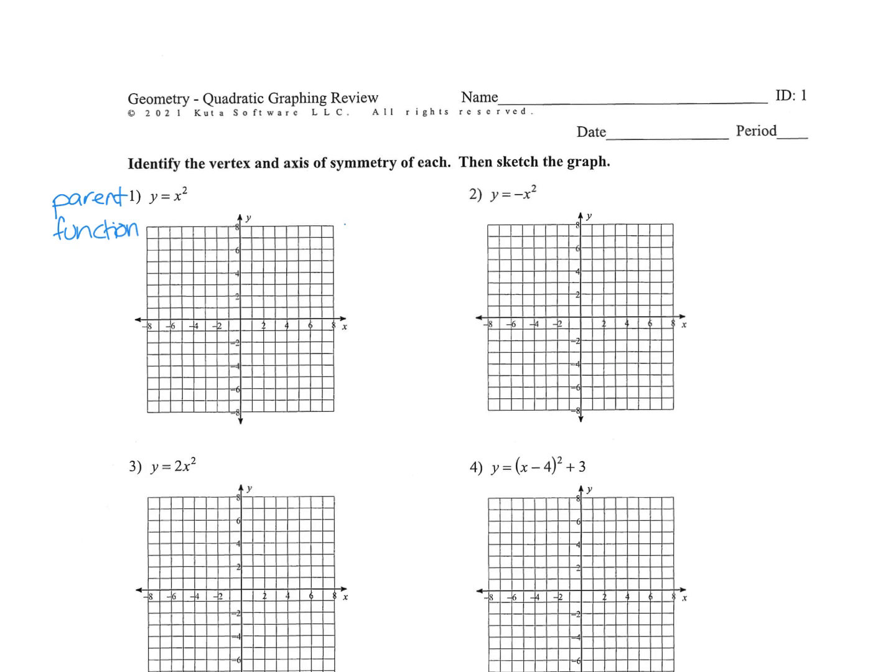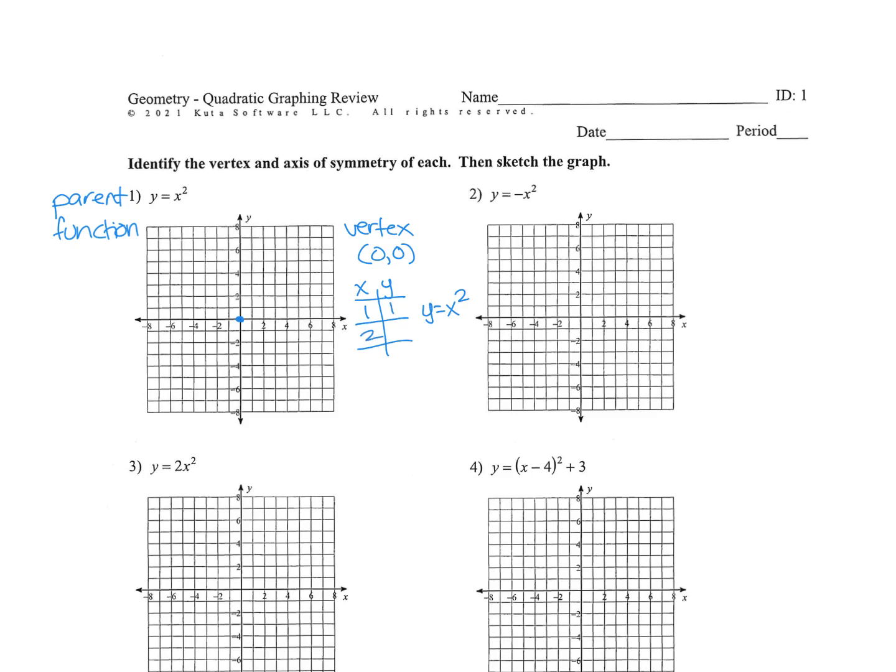So my vertex, when my graph has not been shifted, is at 0, 0. So let's put a dot there. And let's look at how my graph's going to move. So let's make a table of x, y values. Let's plug a 1 in for x and see what my y is. When I plug a 1 into y equals x squared, then 1 squared is 1. So y would be 1.